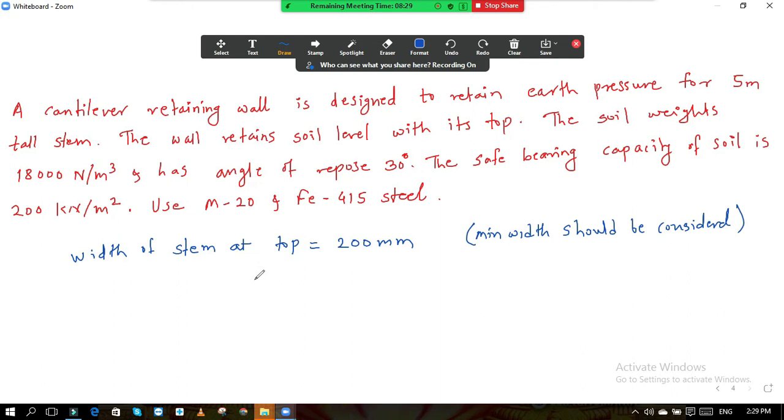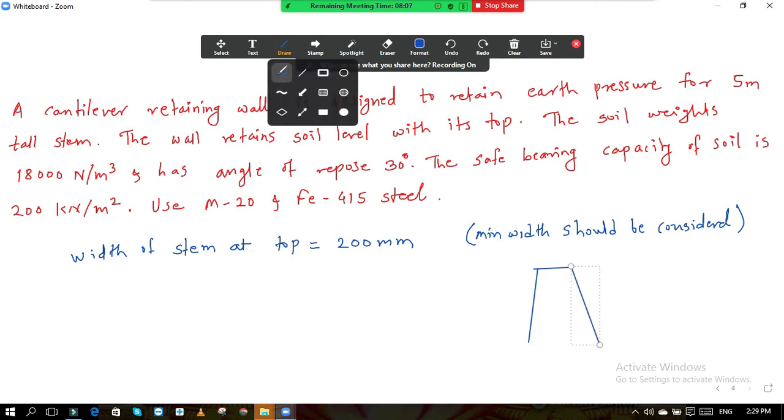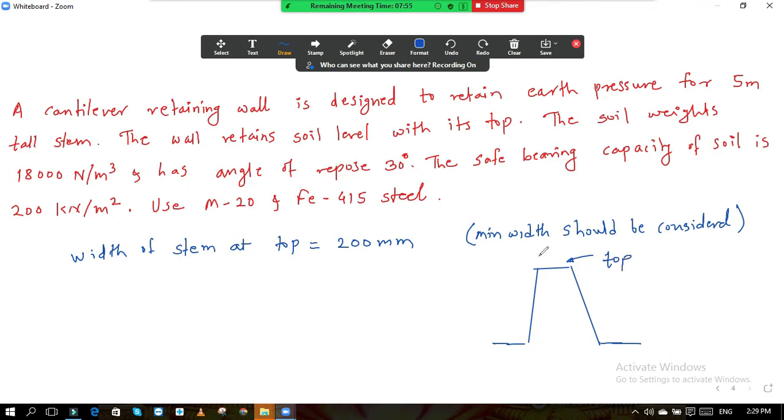Now we need to calculate the thickness. If I draw the stem here, the stem looks like this. This is the top portion. And how much is this width we have considered? 0.2 meter, that is 200 mm. Now this we need to calculate, that is the width at bottom. So the width of stem at bottom we need to calculate. Now let us see how we calculate that.